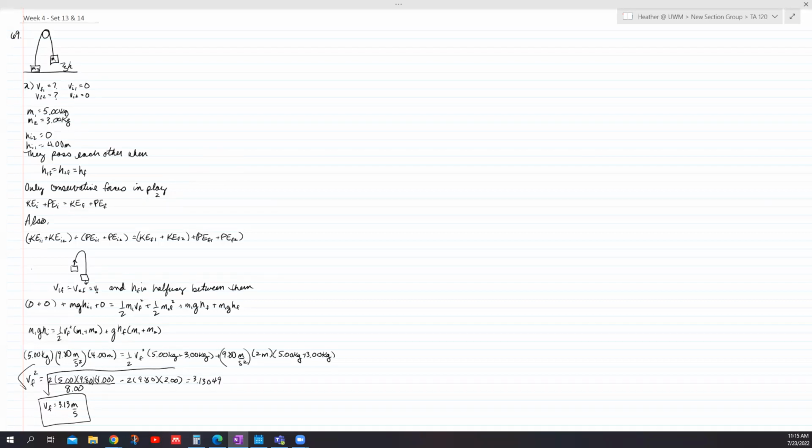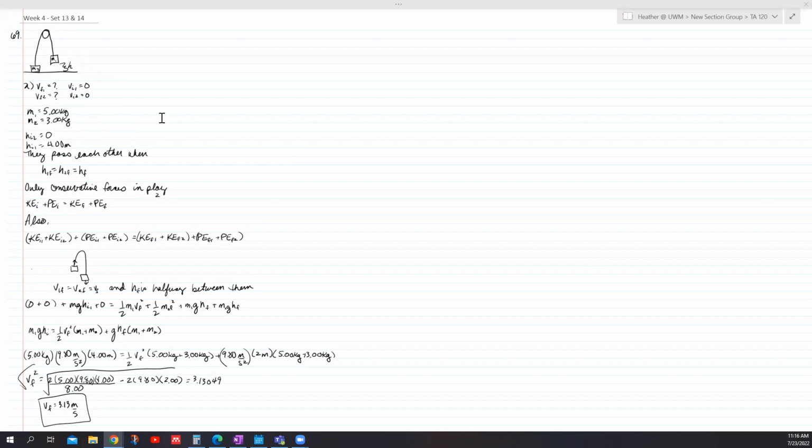Okay, problem 69. 2 objects, mass 1, 5 kilograms, mass 2, 3 kilograms, are connected by a light string passing over a light frictionless pulley. The 5 kilogram object is released from rest at a point H above the table. Determine the speed of each object when the 2 pass each other. All right, so let's draw a little diagram.